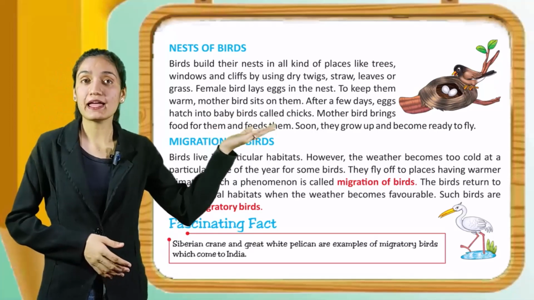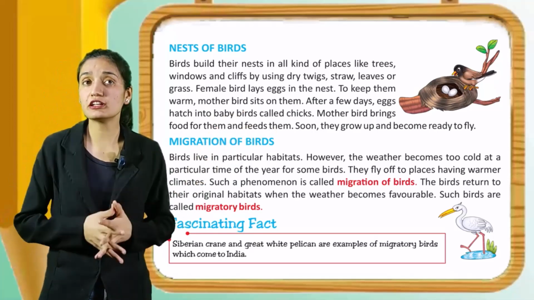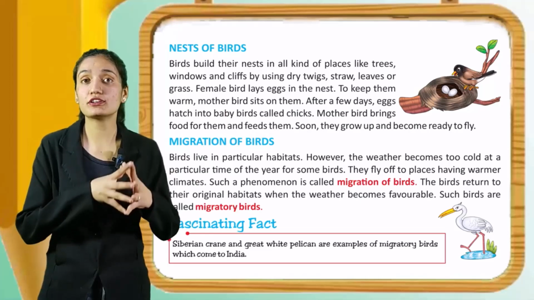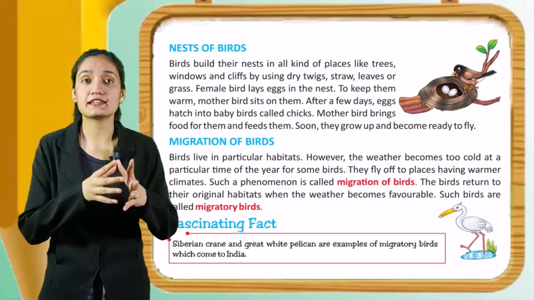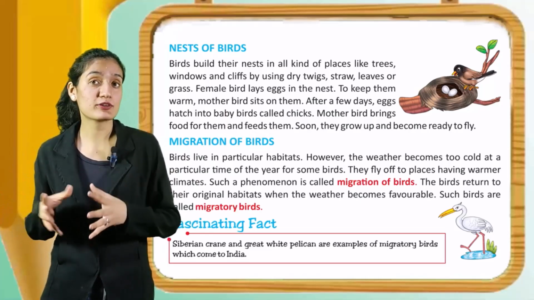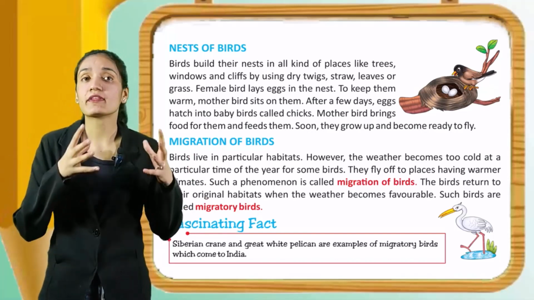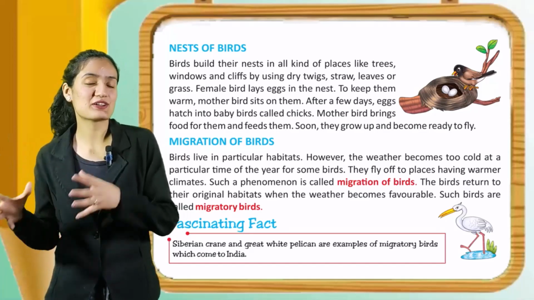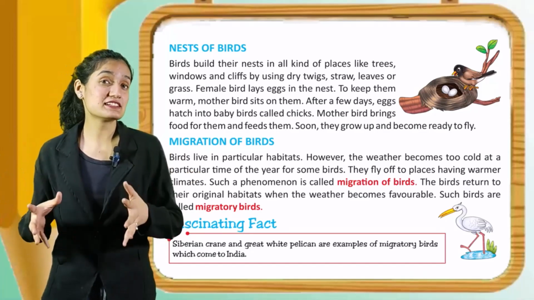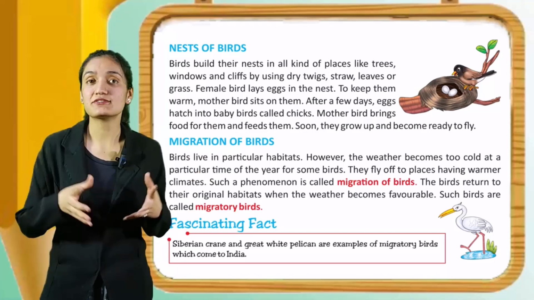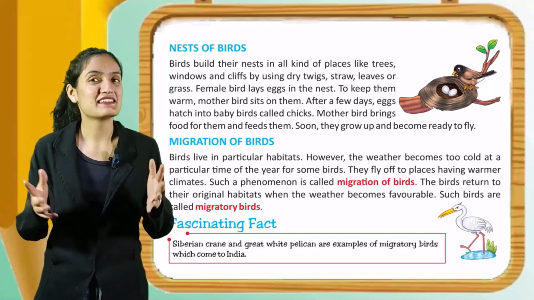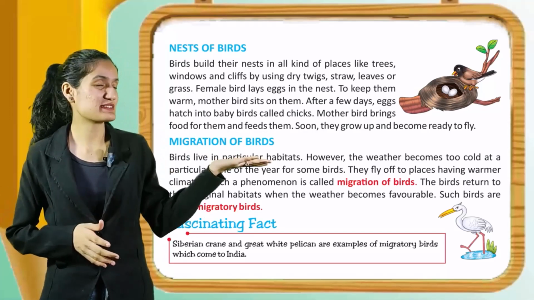Now, migration of birds. Birds live in particular habitats. However, the weather becomes too cold at a particular time of the year for some birds. They fly off to places having warmer climates. Such a phenomenon is called migration of birds. The birds return to their original habitat when the weather becomes favorable. Such birds are called migrating birds. You can see.